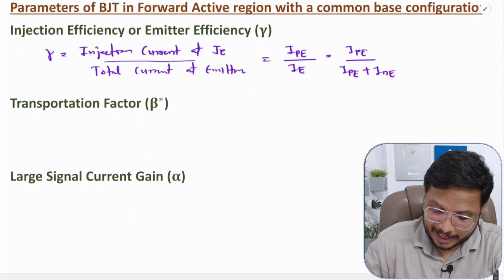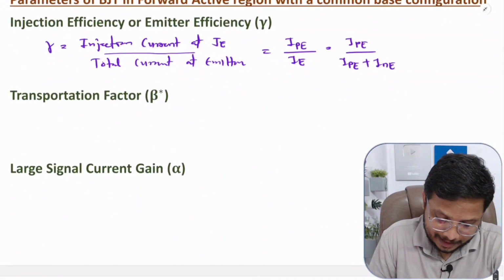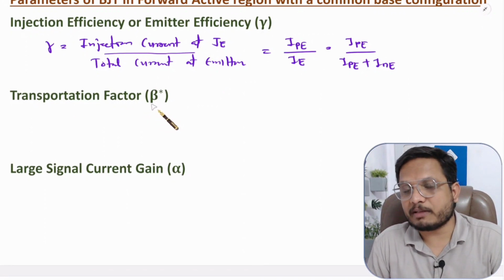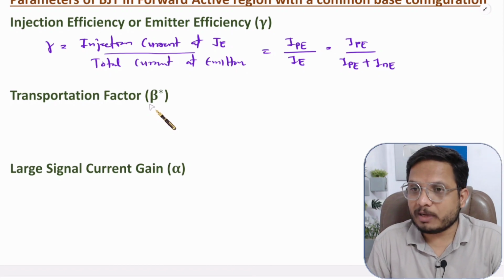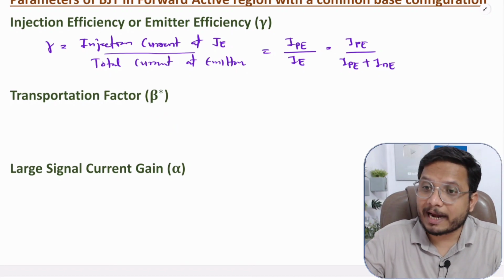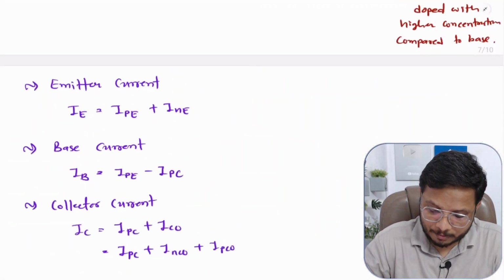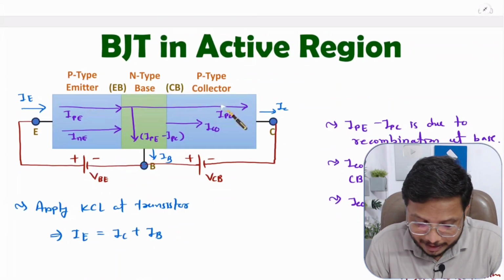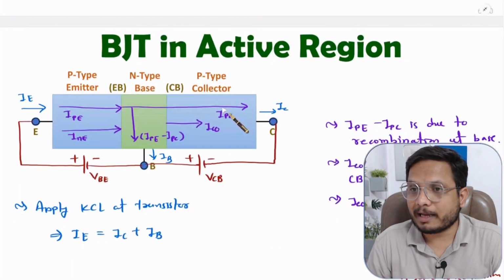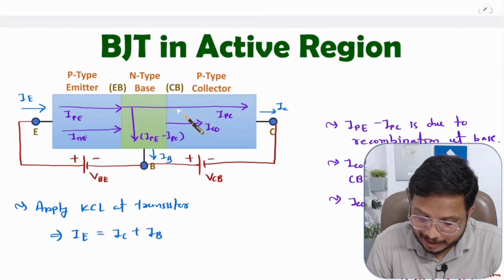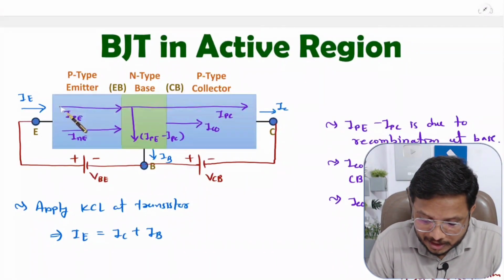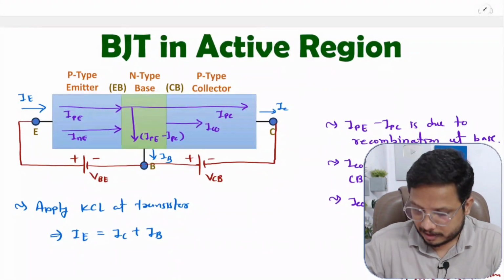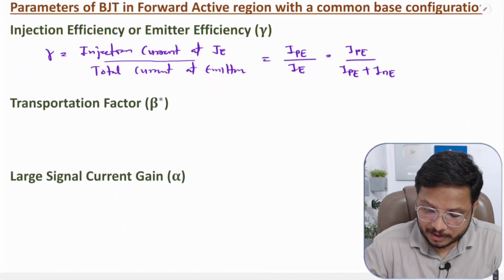Now let us have the second definition, the transportation factor beta. What does the transportation factor explain? It explains how much of the injection is getting transported to the collector. So injection at the collector divided by injection at the emitter is the transportation factor beta star. Let me note down the definition.